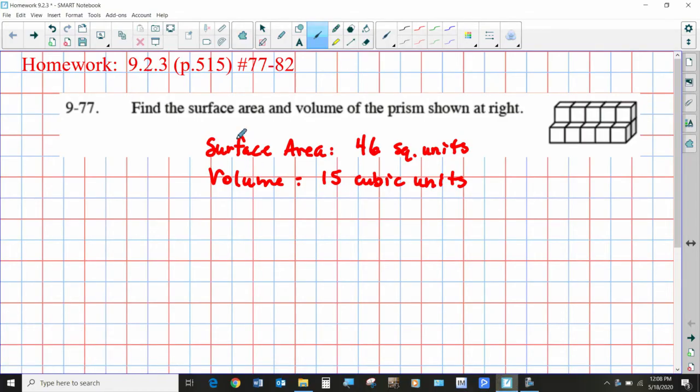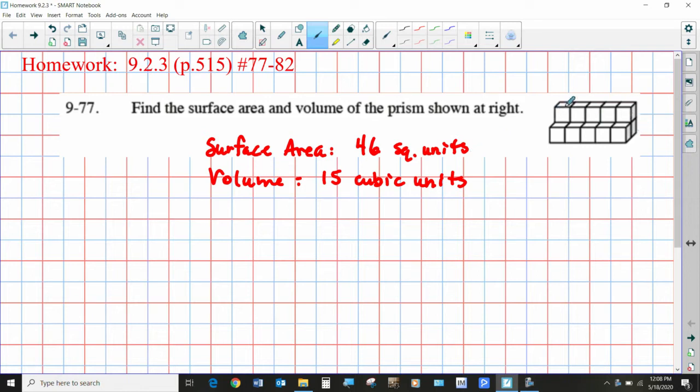Alrighty, let's take a look at the homework. First problem 77, the surface area and volume of the prism shown at the right. Find what those are. Okay, so remember, the surface area is if we took every single face of a prism and we counted the number of square units that covered each one of those faces, then we would add all of those areas together for the surface area.